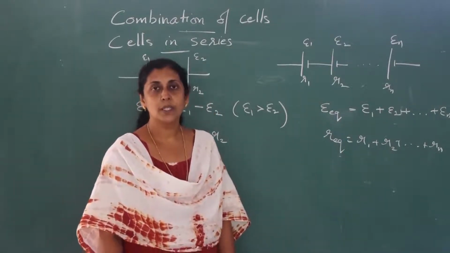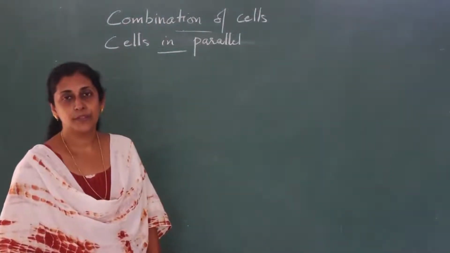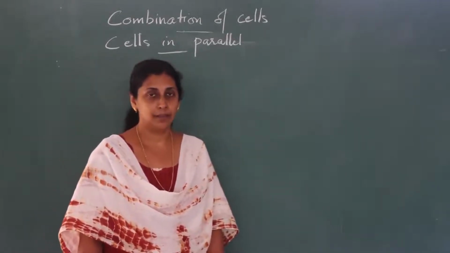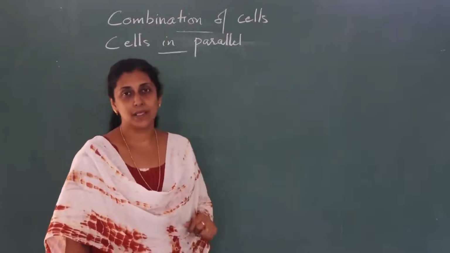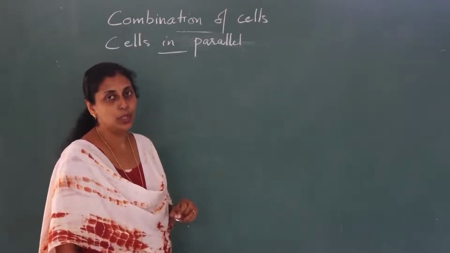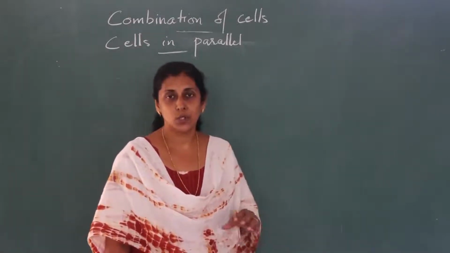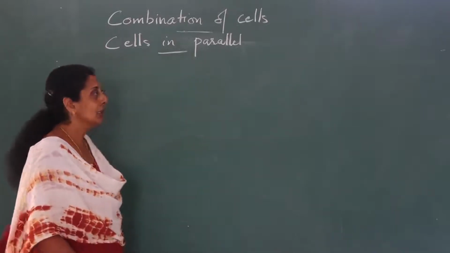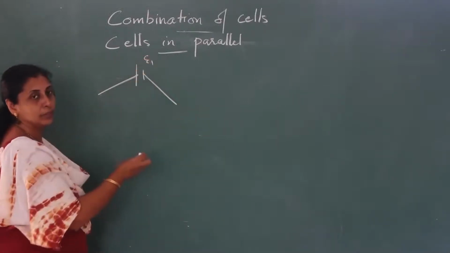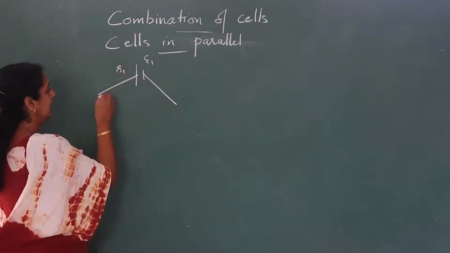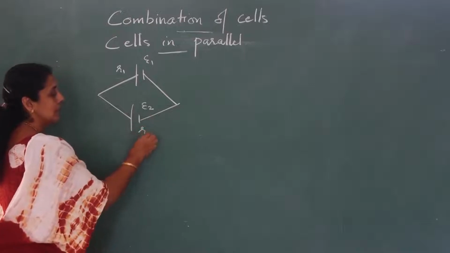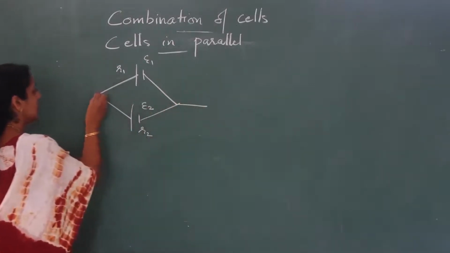Now we will talk about cells in parallel. We have seen the combination of cells in series. Let us talk about the combination of cells in parallel. Talking about two cells, if we have two cells of EMF E1 and E2 and internal resistance R1 and R2 combined in parallel, then the circuit diagram is: this is my first cell of EMF E1, internal resistance R1, which is combined in parallel to a second cell of EMF E2, internal resistance R2. And say this is connected to a circuit.